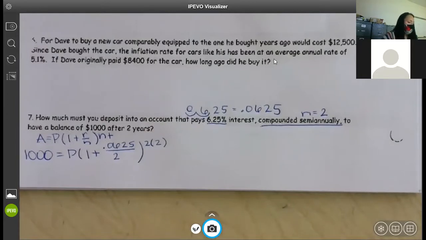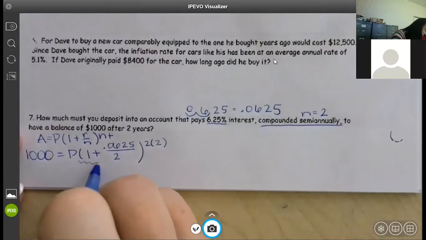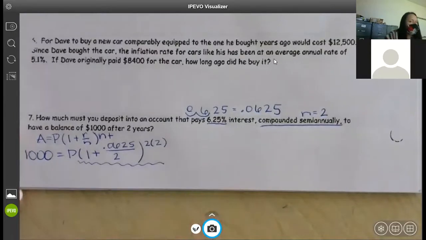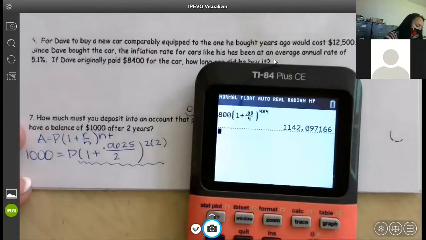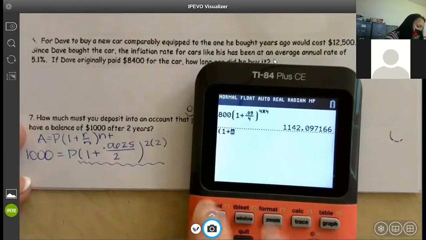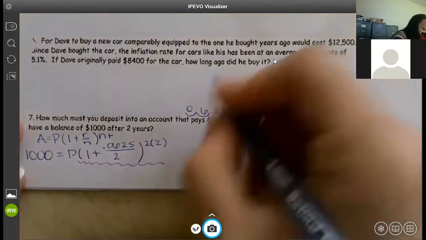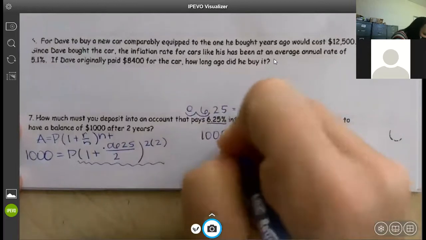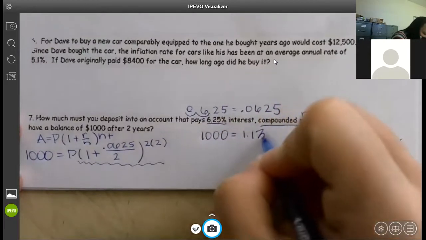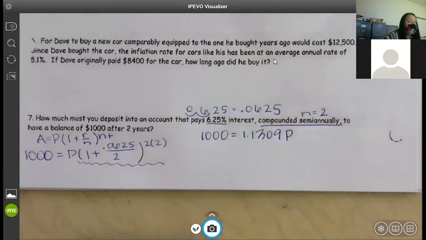All right. We're going to put all of this in our calculator and get whatever decimal we get on that. 1 plus 0.0625 over 2 to the 2 times 2 gives me 1.1309. I'm going to go 4 decimal places, and you don't have to round that 4th decimal place like we talked about the other day. So we get 1,000 equals 1.1309, and then we have P.